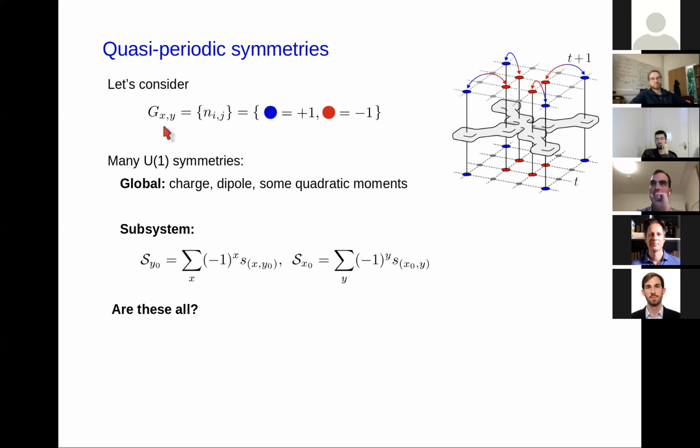It's not that the total magnetization along this row or column is conserved, but rather the difference in charge between even and odd sites. That is what is conserved, and that's the reason you have this additional (-1)^x modulation. However, what we want to answer is whether these are all. These are certain cases of modulated symmetries, but do there exist more?